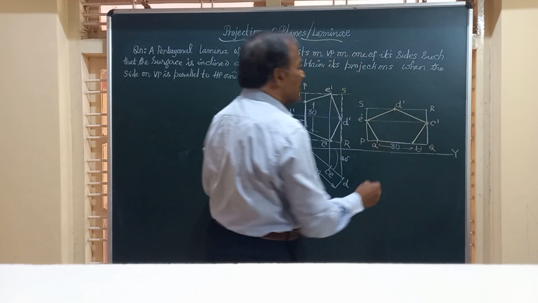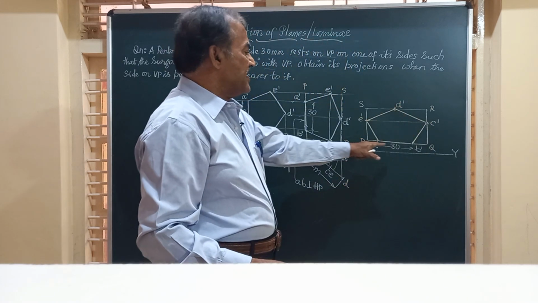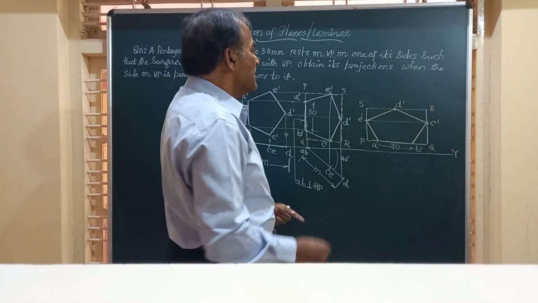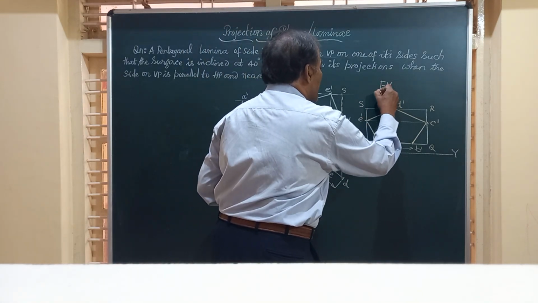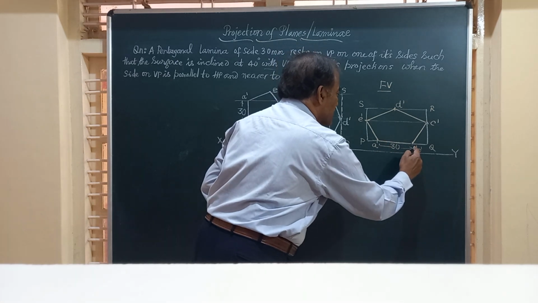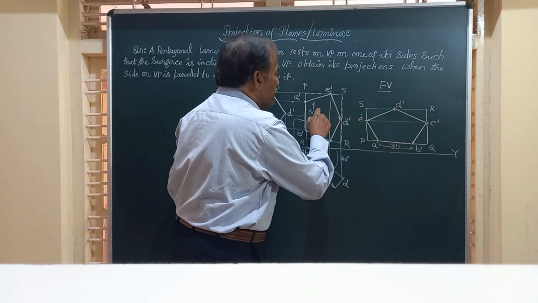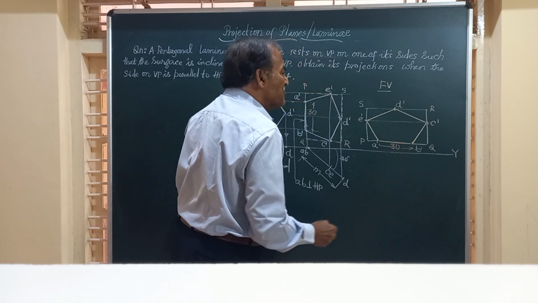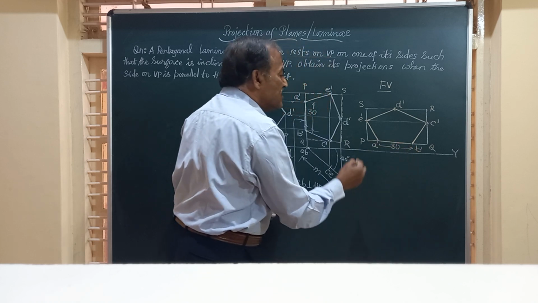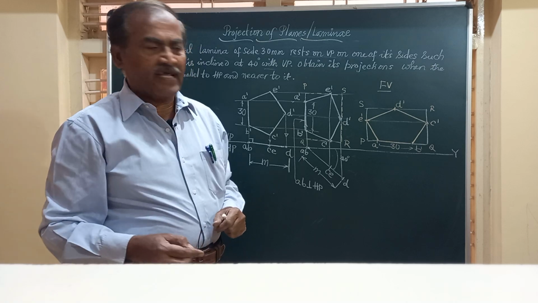Friends, this figure A dash, B dash, C dash, D dash, E dash gives you the front view of the lamina when the side AB, which is on VP, and remember this again has a measurement of 30, and the side AB is nearer to the XY line.